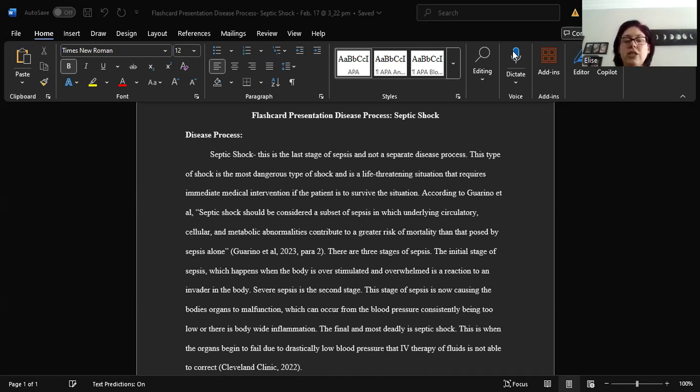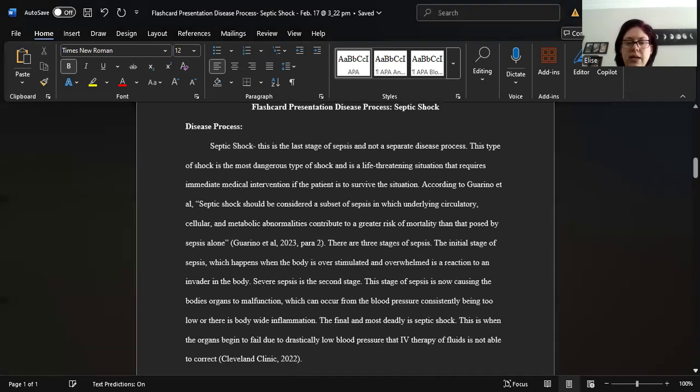The very first stage is when the body is overstimulated and overwhelmed because of some type of infection or disease process. The second stage of sepsis is called severe sepsis. This stage is now causing the body's organs to malfunction. And the final and most deadly is septic shock. So this is when the organs actually begin to fail.